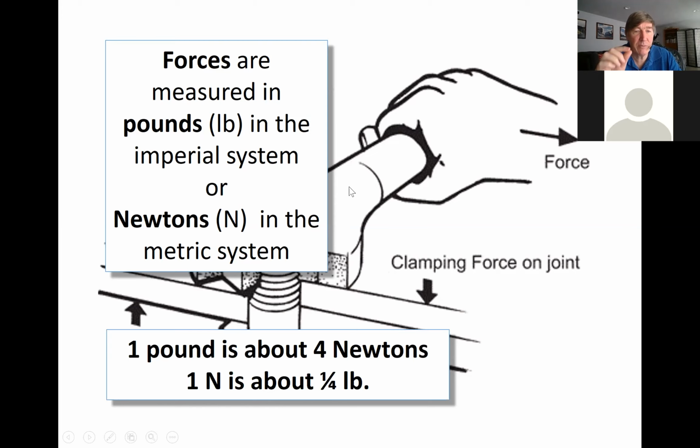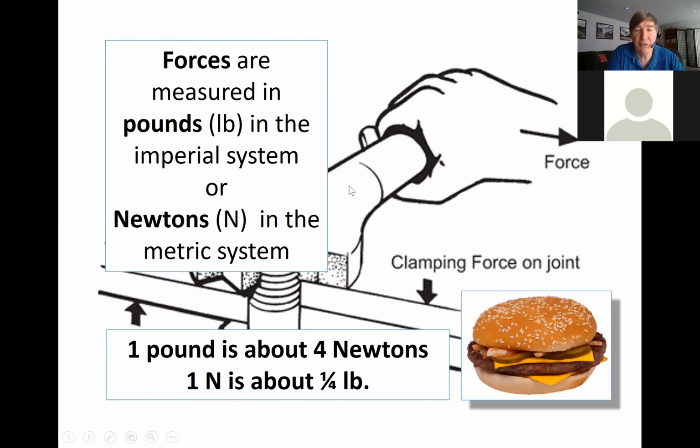If a newton is about 1/4 of a pound, so Marshall, you like hamburgers, right? Anybody go to McDonald's and order the 1/4 pound hamburger? When McDonald's sells you a 1/4 pounder, that 1/4 pound is the weight of the meat, not the weight of the entire hamburger. So if you want to know how much a newton is, just imagine a McDonald's 1/4 pounder where you take the meat only, and the weight of that is how much a newton is.